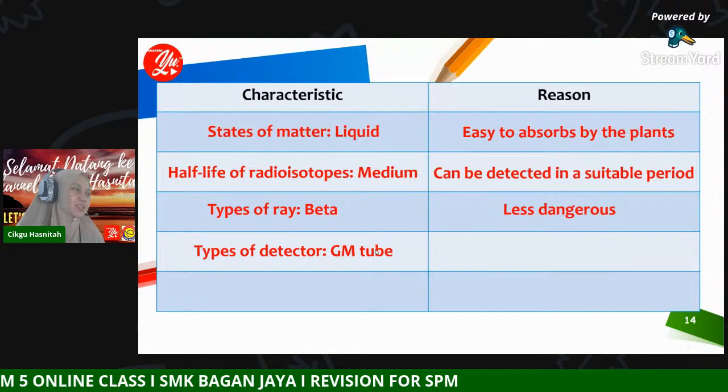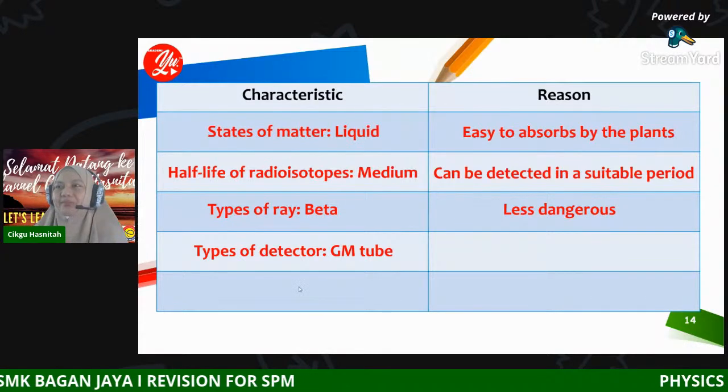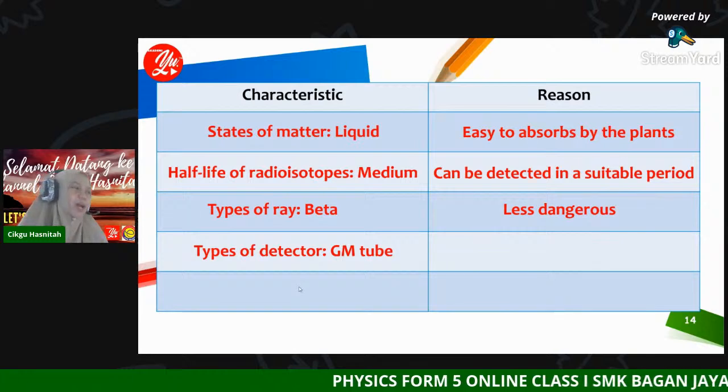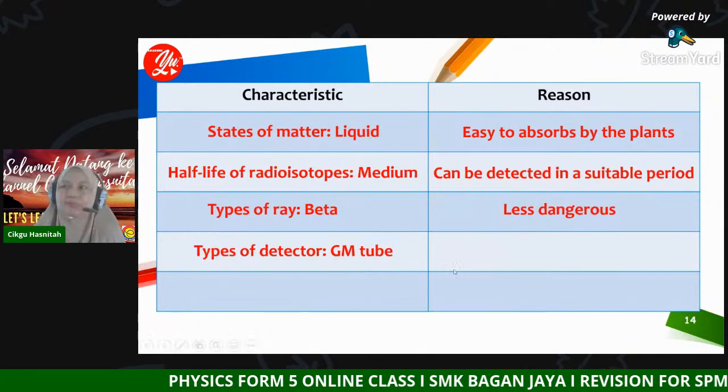So we choose GM tube. The type of detector used is GM tube. Why are we choosing GM tube?